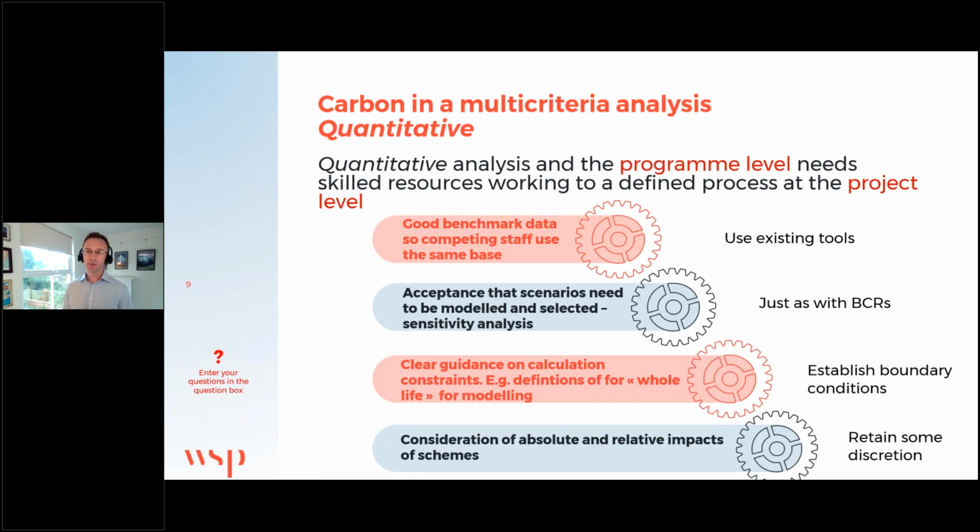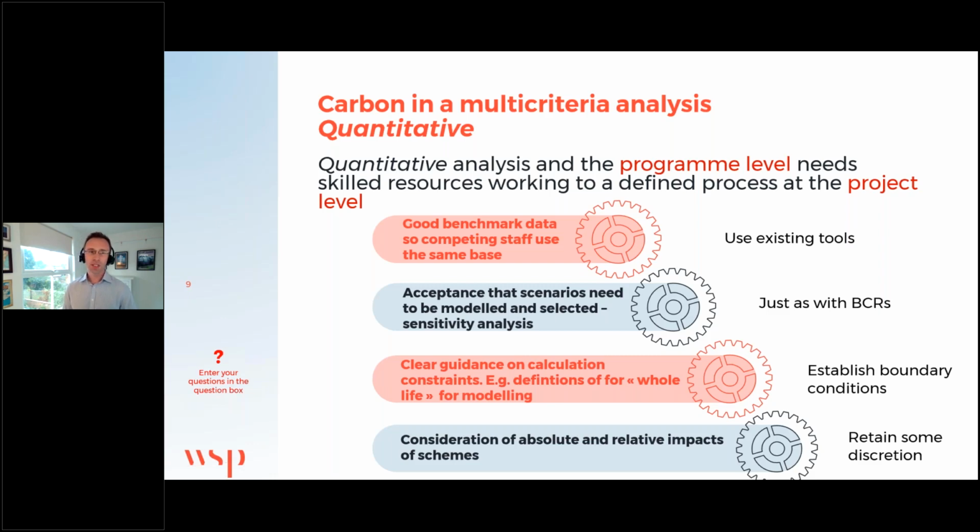But to do quantitative analysis at the program level, you need to have some good analysis down at the project level. So those staff, those resources who are proposing the projects, they've then got to undertake some analysis to say, well, these are the carbon impacts of the project that I'm proposing or supporting. And so some of the things to keep in mind there are that you need really good benchmark data so that the competing staff in different departments who are all competing for those same dollars, they're using the same base, the same set of rules.